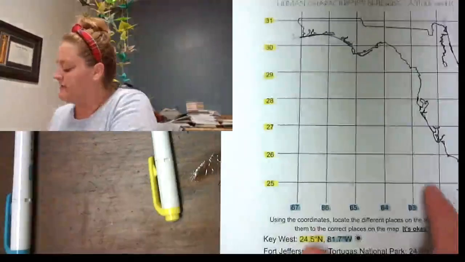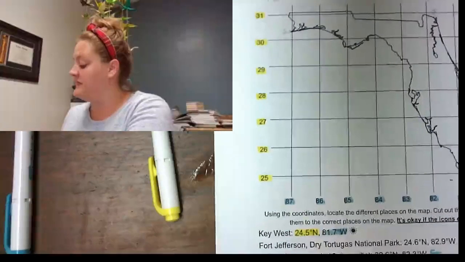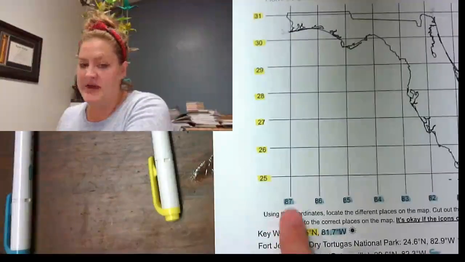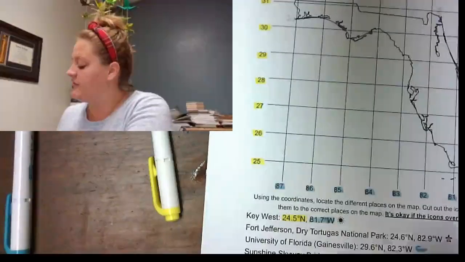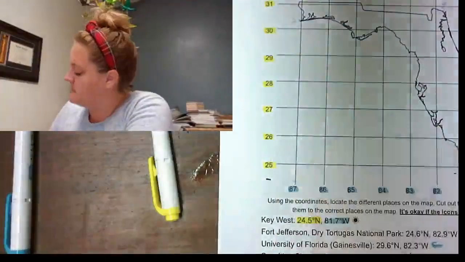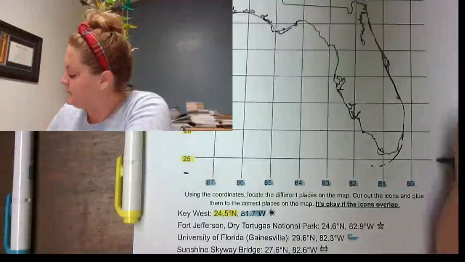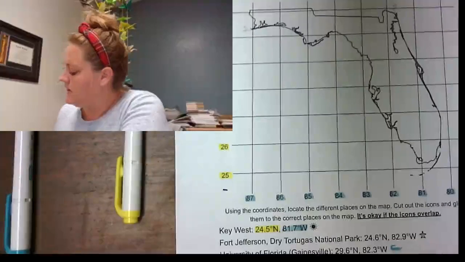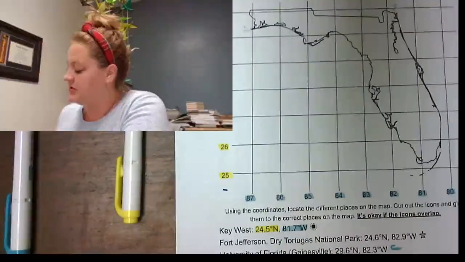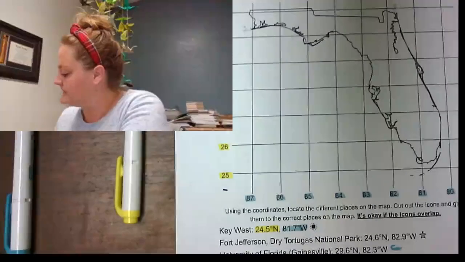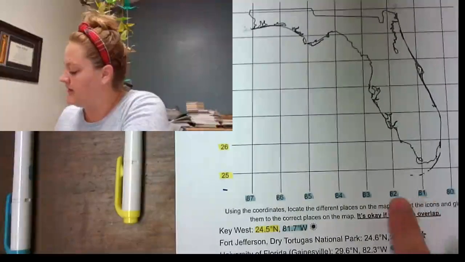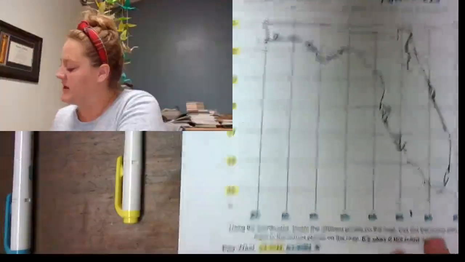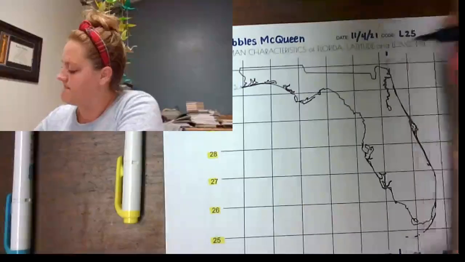Key West is at 24.5 degrees north. 24.5 is going to be between the 24 and the 25. Now there's not a 24 on this map, but you know that it's got to be here. So the 24.5 would be right about here. And we're going to mark that on both sides of our map. And then it says 81.7 degrees west. 81.7 will be between the 81 and the 82, a little bit closer to the 82. There's at the bottom. Put it at the top.